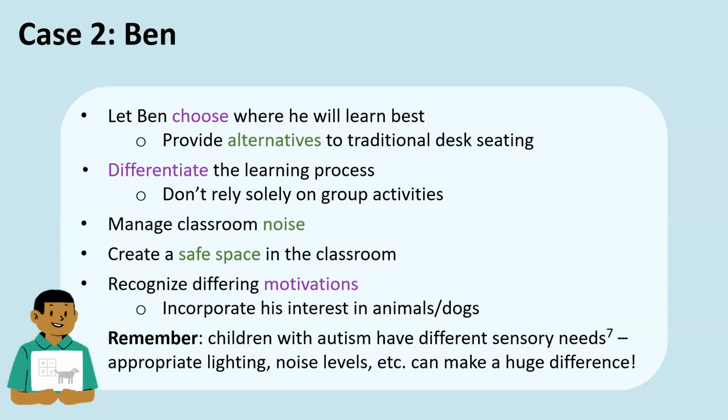Miss T can differentiate the learning process to ensure that the class is not always working in small groups, but when small groups are used, she can make sure to keep the noise level reasonable and create a safe space in the classroom for Ben to access when he feels overwhelmed or needs a break from the busy classroom environment. She can recognize the different motivations for learning that Ben has and try to incorporate his interests into the math activities, allowing for multiple means of engagement. A key reminder is that children with autism have different sensory needs. Appropriate lighting and noise levels can make a huge difference in these children's ability to learn and participate.